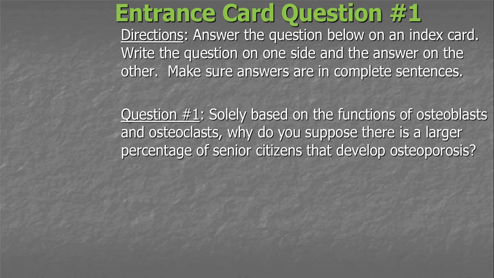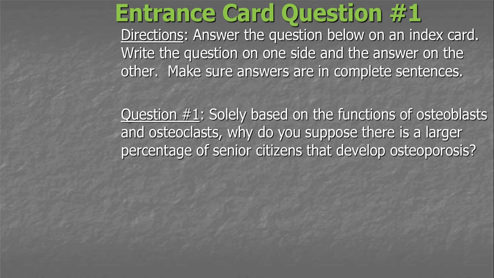So that leads us into our first entrance card question for 1B. What we're going to get into is the function of osteoblasts and osteoclasts as you get on with life. If you solely thought about the function of osteoblasts and osteoclasts, why do you suppose a large percentage of senior citizens develop osteoporosis?